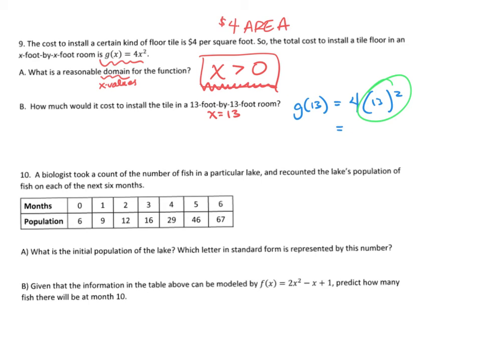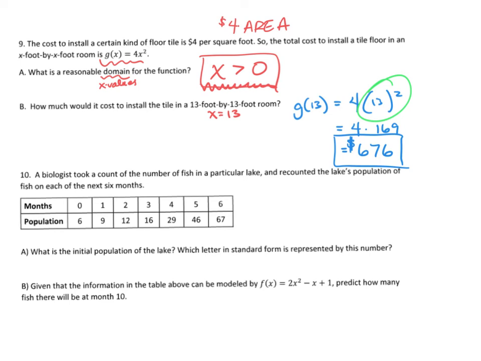So order of operations means you're doing 13 squared first. 13 squared is 169. And then 4 times 169. Oh, come on, calculator, help me out. 676. And that's dollars. So if your floor is 13 foot by 13 foot, then that's going to be $676 to tile the floor. That's not too bad.